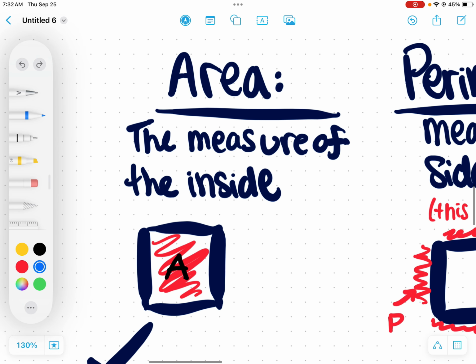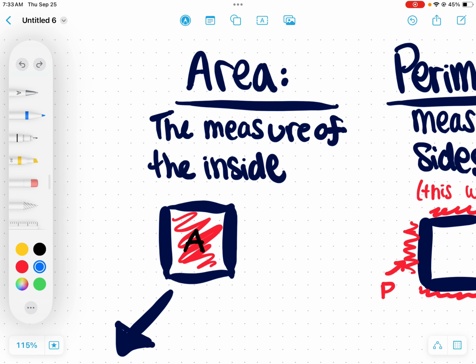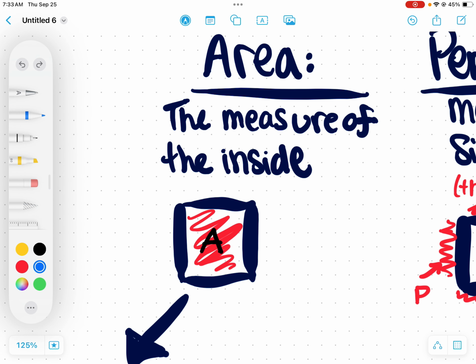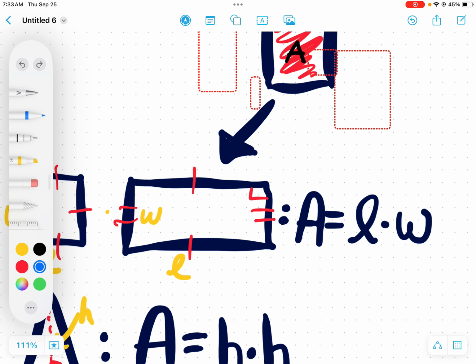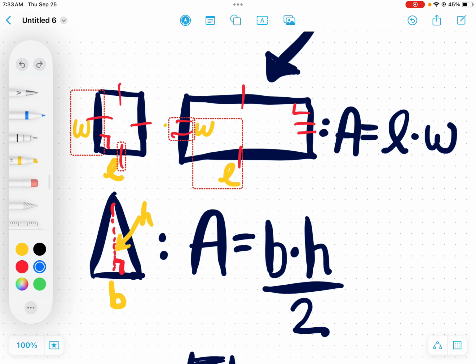Area is the measure of the inside, okay? And in order to find area, we have different equations depending on the shape. So here are your equations. If you're dealing with a square or a rectangle, your equation is length times width. The length is going to be that bottom one on your rectangle. It's going to be the longest side. And your width is going to be the one that goes up and down, kind of like the height in a triangle, okay? So your length is that long one, and your width is the tall one.